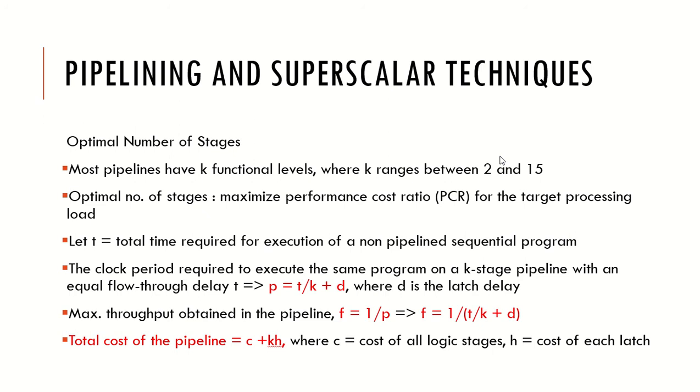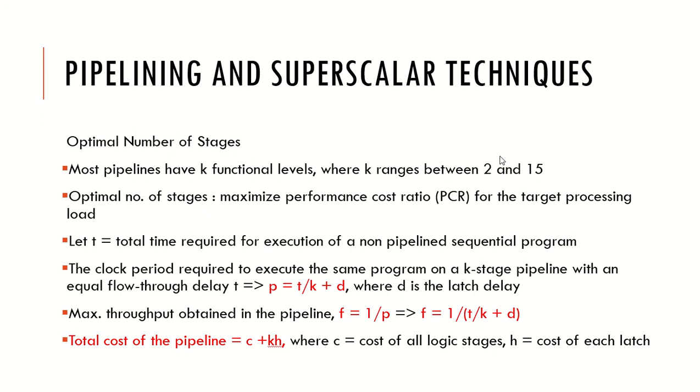The total cost of the pipeline is an expression which is c plus k h, where c is the cost of all the logic stages involved in creating the pipeline. It is the total cost incurred while purchasing or implementing all the logic stages, that is c, plus you have k stages, so k into the cost of each latch. The total cost is equal to c plus k into h, because you have k stages, so you will require k latches. Each latch has a cost of h, so k into h gets you the total cost for the latches.